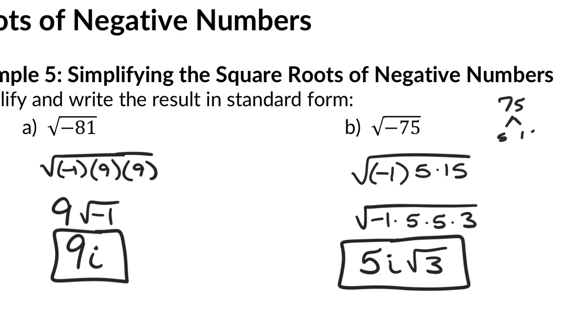So this is 5 and 15. This is 3 and 5. We're looking for pairs in the tree. That's what I just did. I just did it underneath the square root altogether.